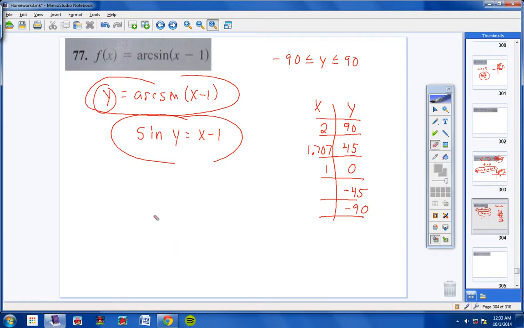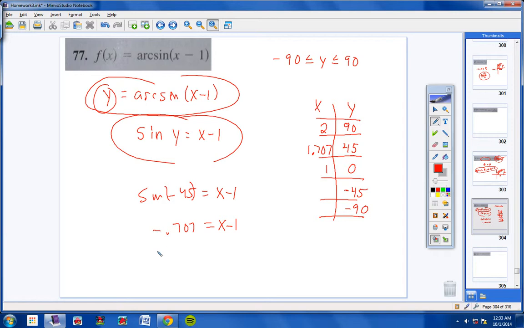Now, let's put negative 45 degrees in. So the sine of negative 45 degrees equals x minus 1. And the sine of negative 45 degrees would be negative 0.707. So negative 0.707 equals x minus 1.